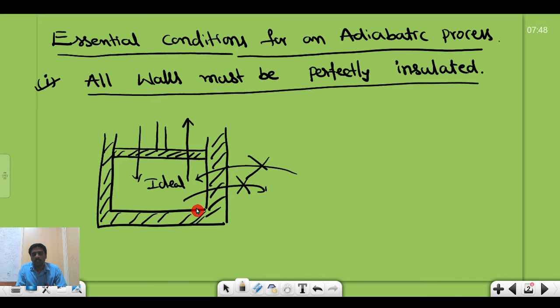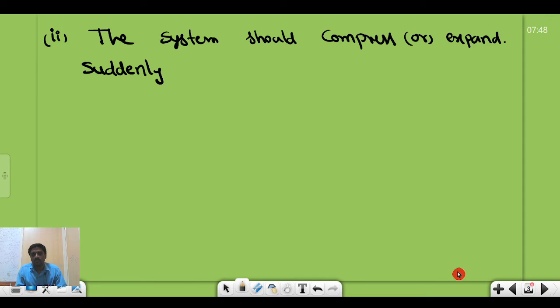But in practical observation, no wall is a perfectly insulating wall. That means whatever wall you use, there will be some transfer of heat energy from the system to the surrounding and the surrounding to the system. So, to get a perfectly adiabatic process, what is the other essential condition? Let me go to the second essential condition. The system must expand or compress suddenly.